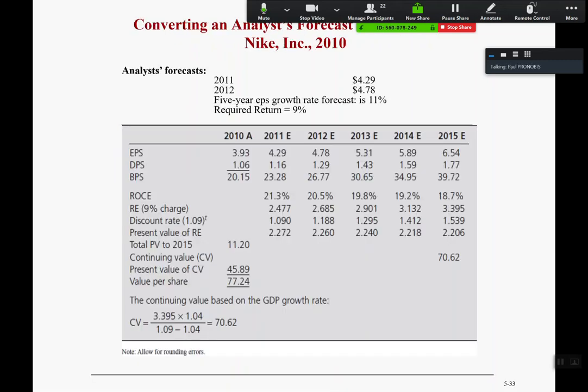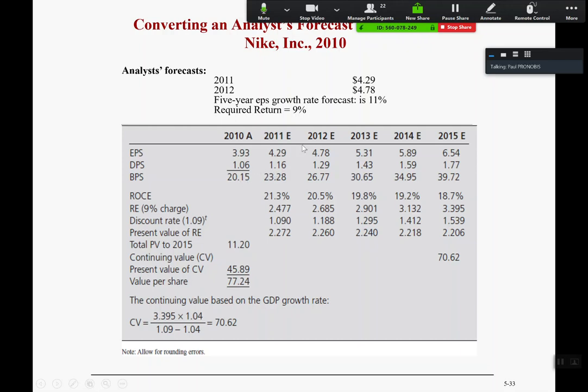To give you again an example of how a valuation scheme could look, here it's for Nike. We are in 2010. In 2010, Nike reported earnings per share of $3.93, dividends per share of $1.06, and book value per share of $20.50. Okay, 15 cents, not percent.